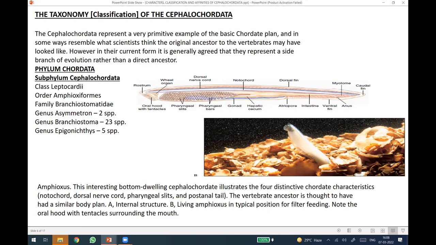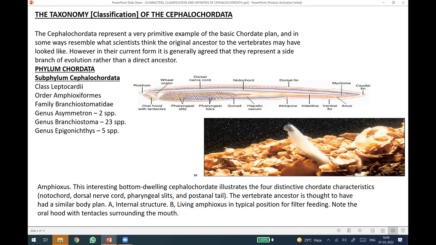So whatever the case is, it is a small group having a single class, Leptocardii, order Amphioxiformes, and these are the details of the genus and family, as much as you want to go. Now the Amphioxus, the most common example, is an interesting bottom-dwelling cephalochordate illustrating the four distinctive chordate characteristics. The vertebrate ancestor is thought to have had a similar body plan.